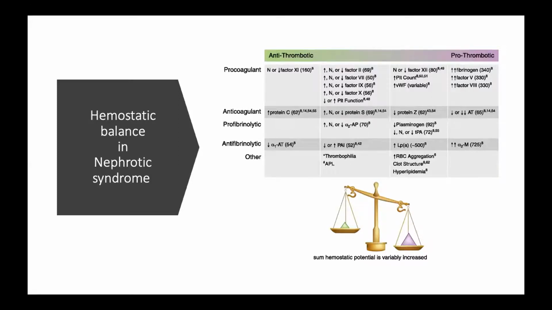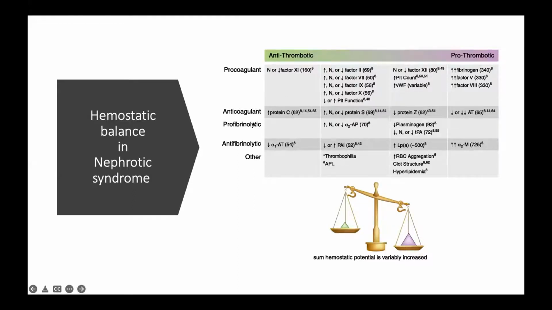In nephrotic syndrome, there is loss of low molecular weight proteins in the urine. So, factor 2, factor 7, factor 9, and factor 10 are consistently low. And even though factor 11 has a molecular weight of 160 kilodaltons, it is usually low in nephrotic syndrome. And the high molecular weight procoagulant factors like fibrinogen, factor 5, and factor 8 are consistently elevated in nephrotic patients.